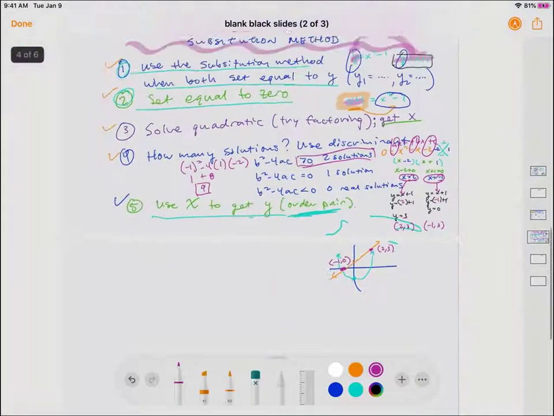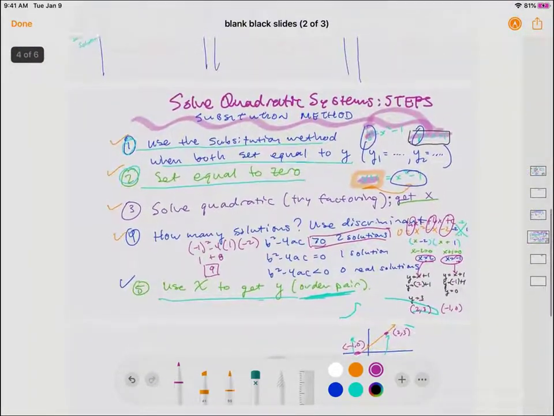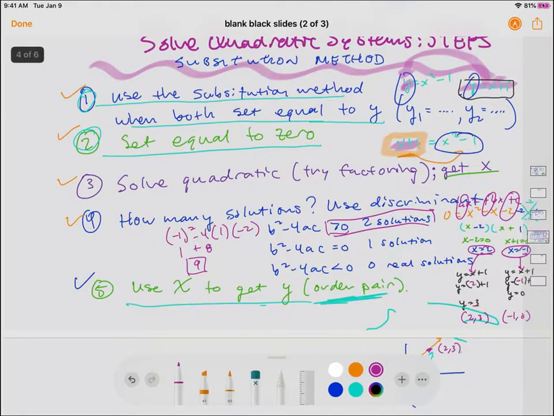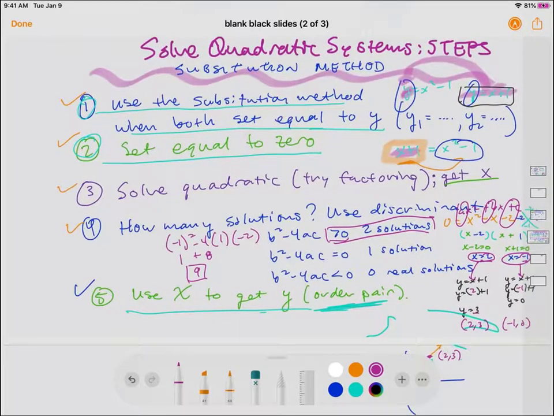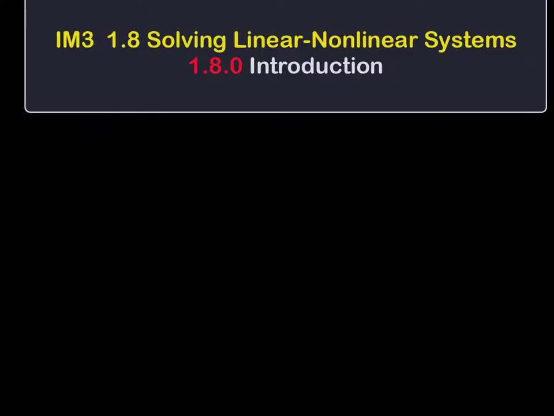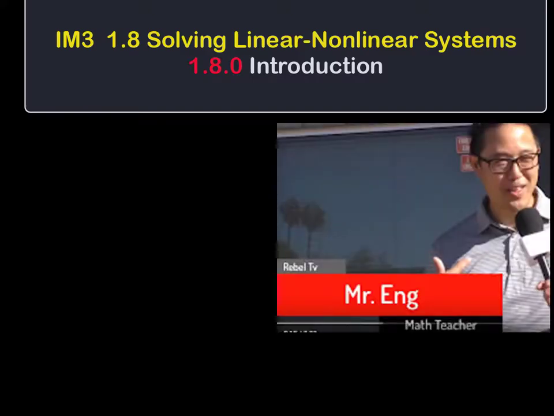Alright, so those are our steps in solving quadratic systems using our substitution method, and then I used graphing to double check.